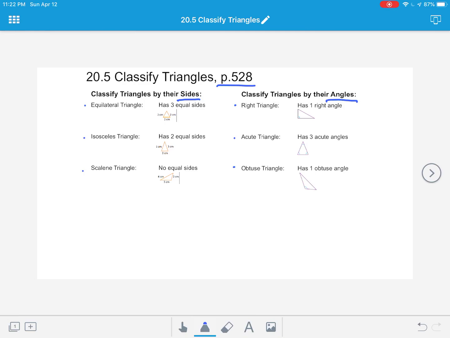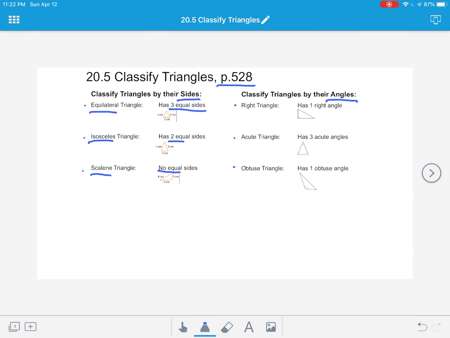All right, so at this point, you should have written this vocabulary down in your journal. It's very, very important that you have this on hand for yourself. So we're going to be talking about different ways to classify triangles today. Sometimes we classify triangles by their sides. When we classify them by their sides, we have the words equilateral, meaning they have all the same sides, isosceles, meaning 2 of the sides are the same, and scalene, meaning none of the sides are the same.